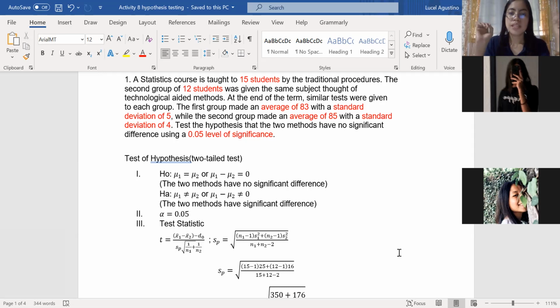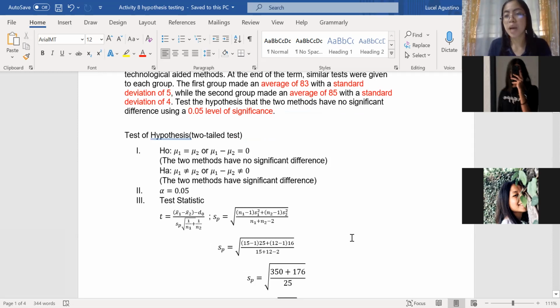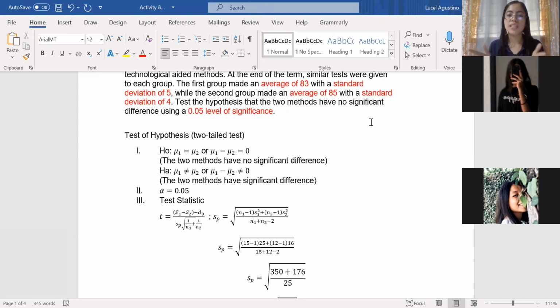Now, we will test the hypothesis that the two methods have no significant difference. Let's see if they have the same performance. If you've seen our hypothesis testing topic that I posted in our Moodle, we have the 5 basic steps of hypothesis testing. Remember, this is a two-tailed test because there is no signifier of greater than or less than. As long as they are not similar, whether lower or higher, as long as they are not equal, then we use a two-tailed test.